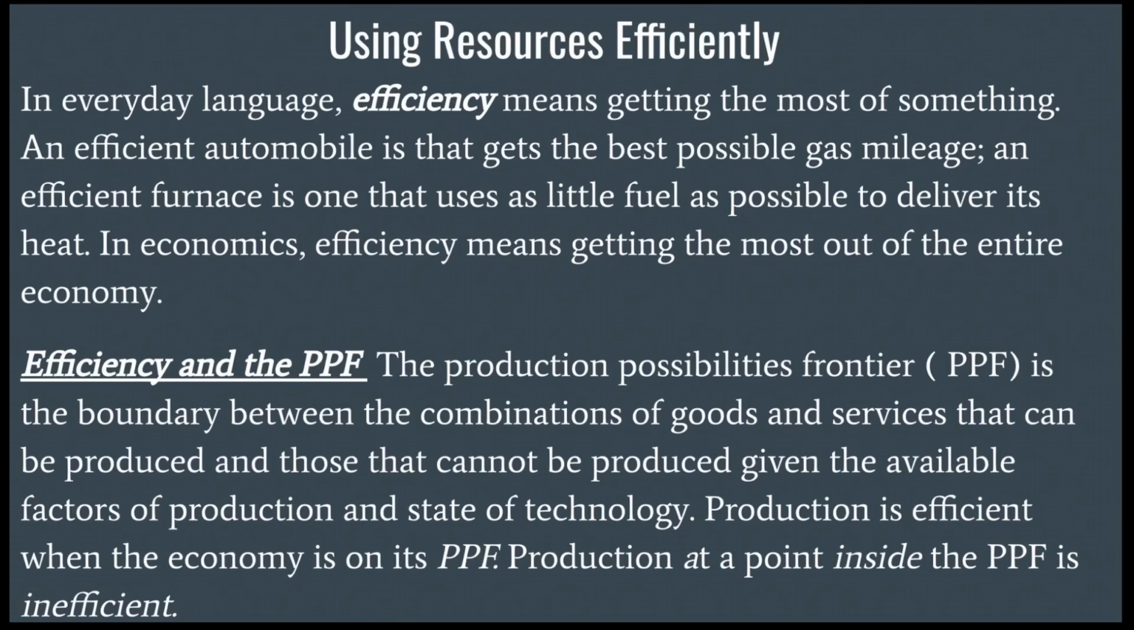Efficiency and the PPF. The production possibility frontier, or PPF, is the boundary between the combinations of goods and services that can be produced and those that cannot be produced, given the available factors of production and state of technology. Production is efficient when the economy is on its PPF. Production at a point inside the PPF is inefficient.